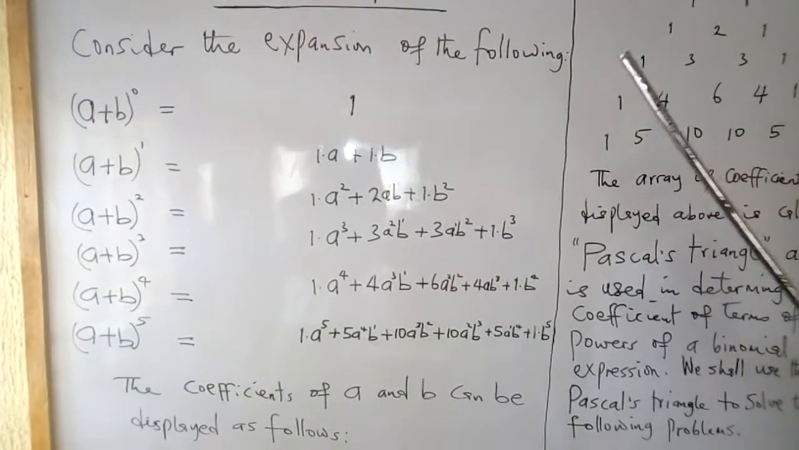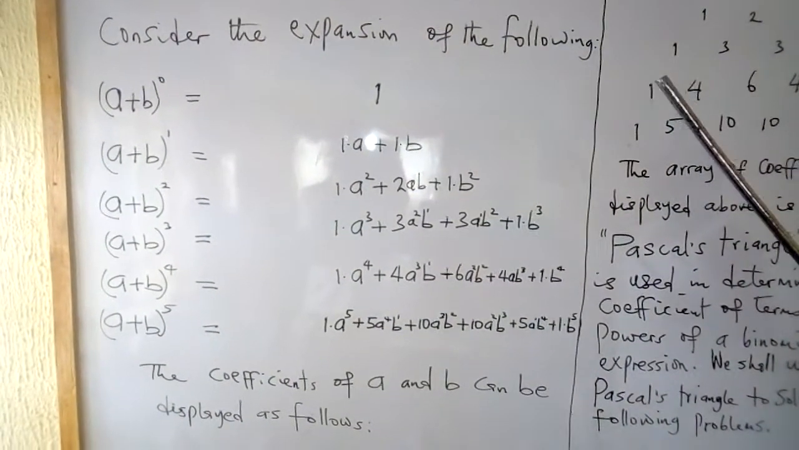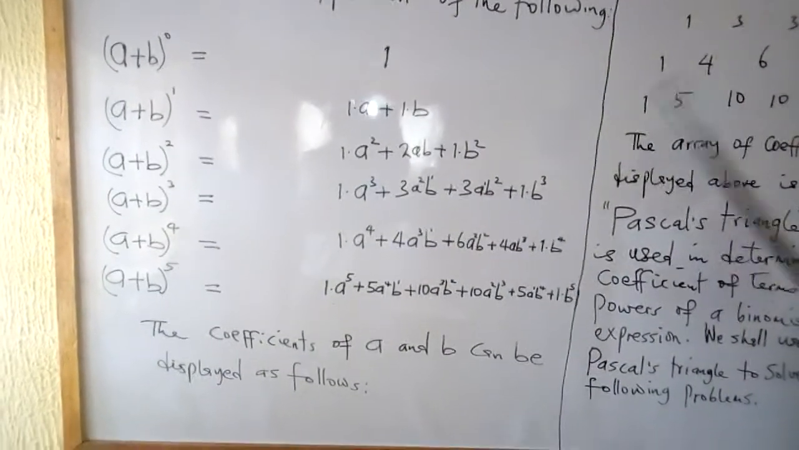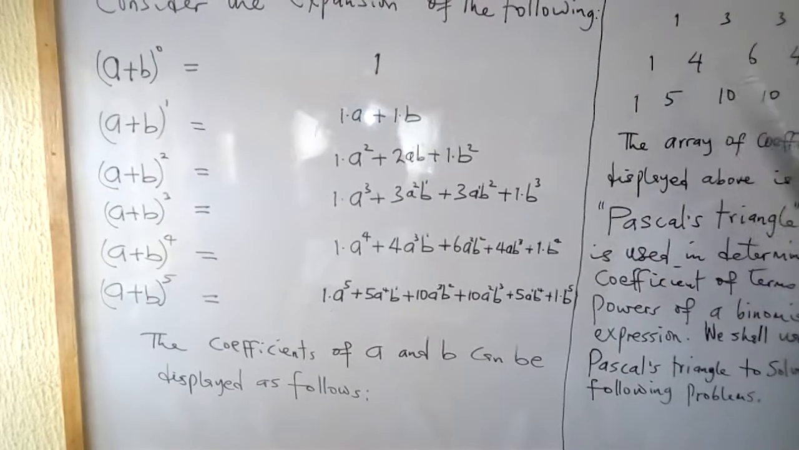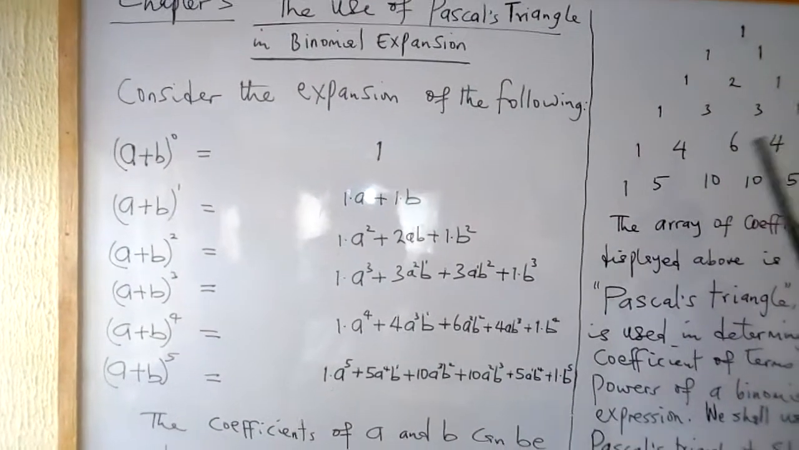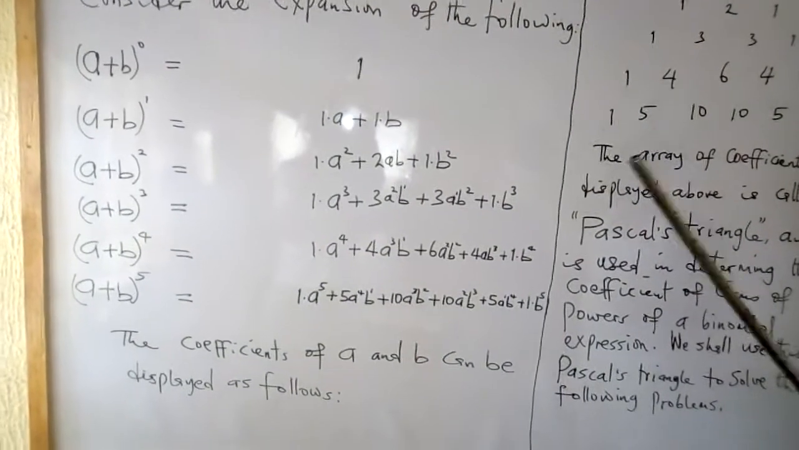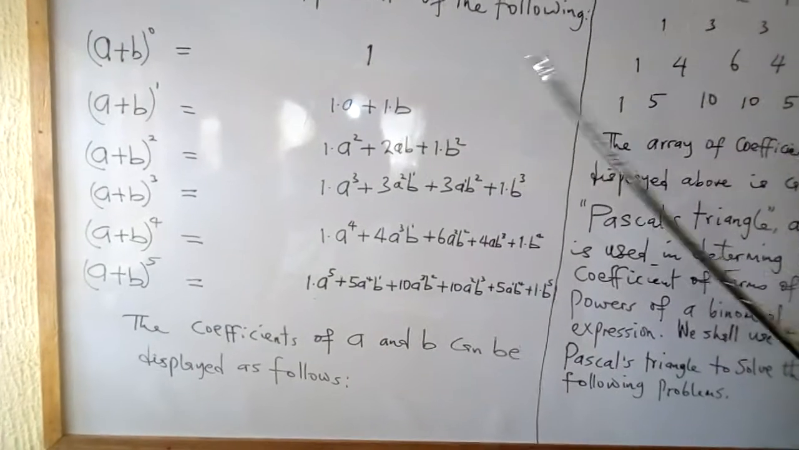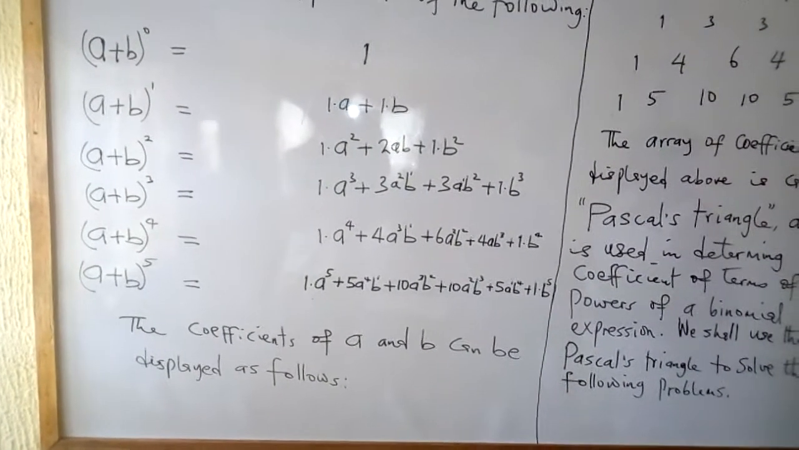(a + b) raised to power 0. We know that any number raised to power 0 is 1. There are two terms there, a and b. That's why we call it binomial. So if we remove the bracket, then we now have the expansion. Now as it is, (a + b) raised to power 0 is 1.